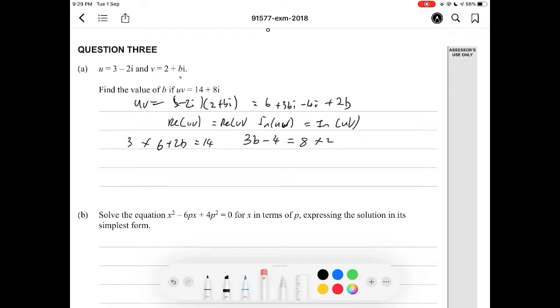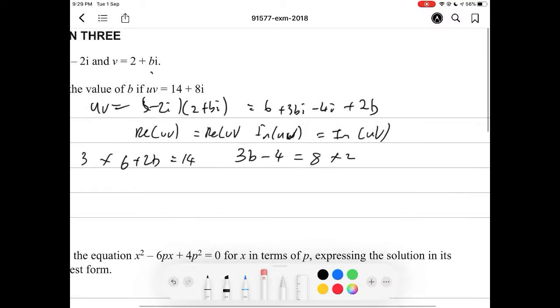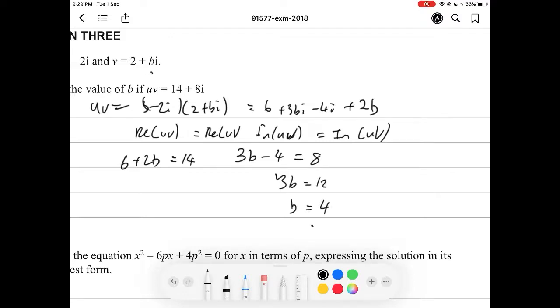Okay. So for this question, you can actually just use any one of these equations to solve because you only have one variable. I apologize for what I was just doing. Okay, so 3b minus 4 equals 8. 3b equals 12. b therefore equals 4. And that's our final answer. That is an achieved level question.